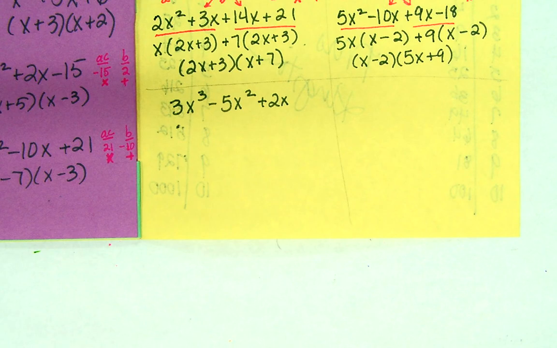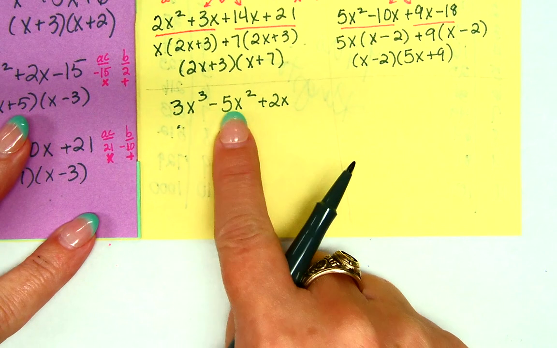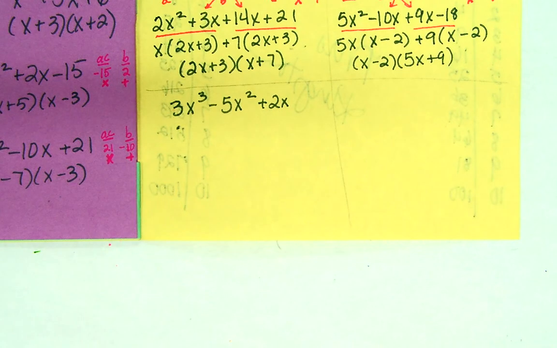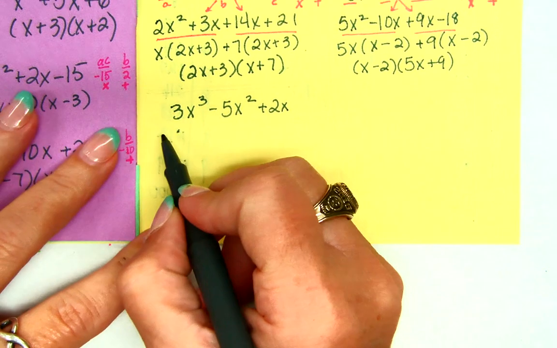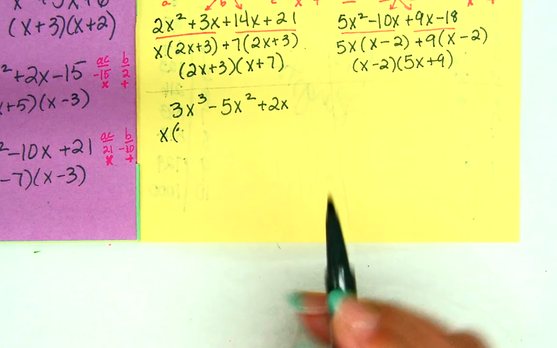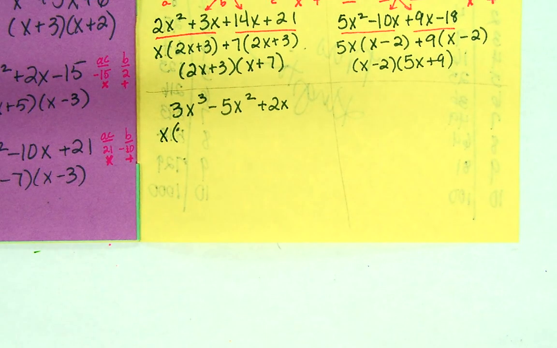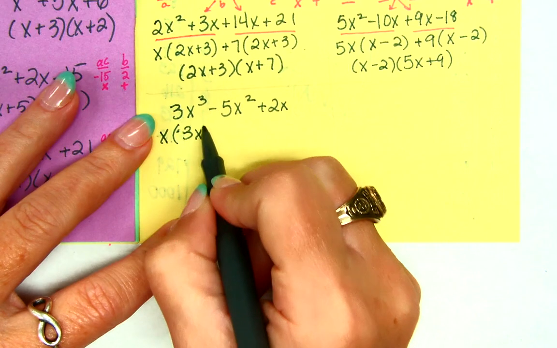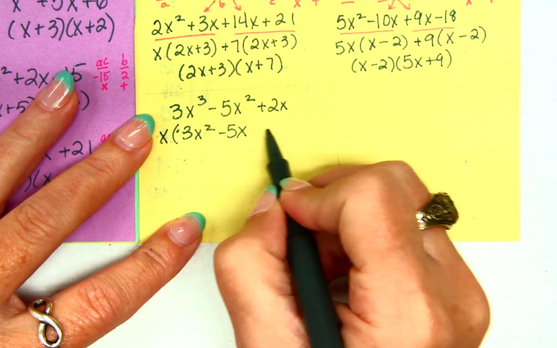What makes it different than the ones we've done before? It has a cube. So this is when we freak out? No, this is when we notice that they all have an x. And if they all have an x, isn't that a greatest common factor that I can factor out first? If I factor that out first, what am I left with? 3x squared minus 5x plus 2.